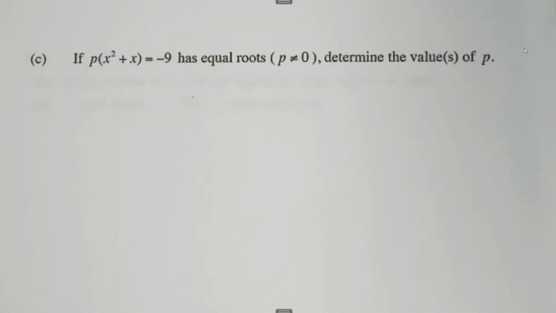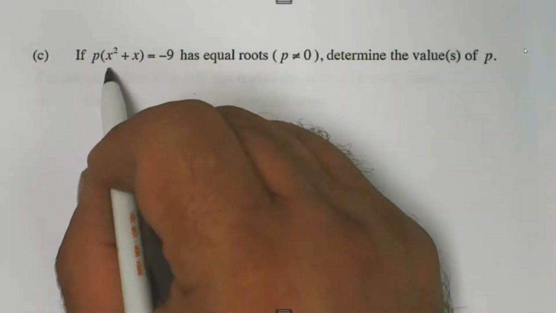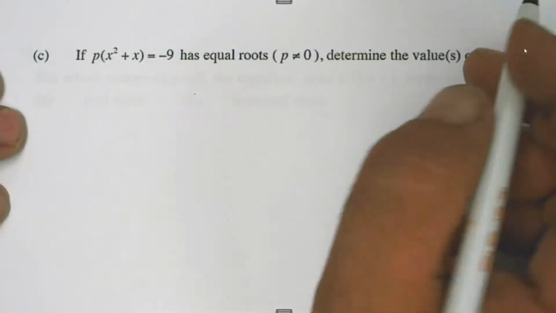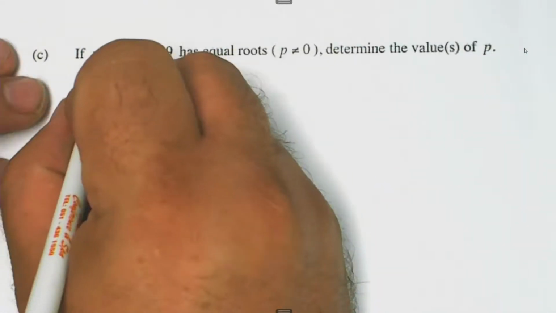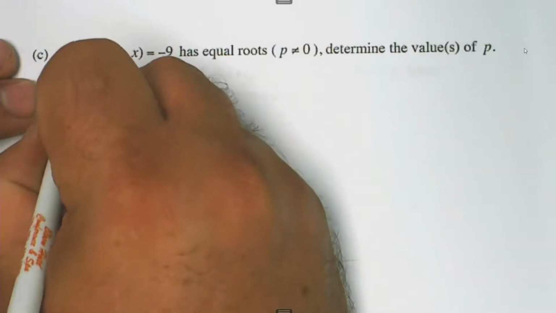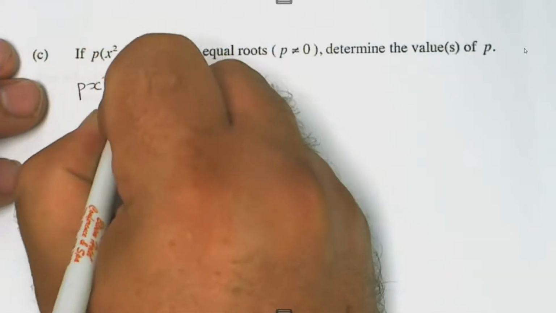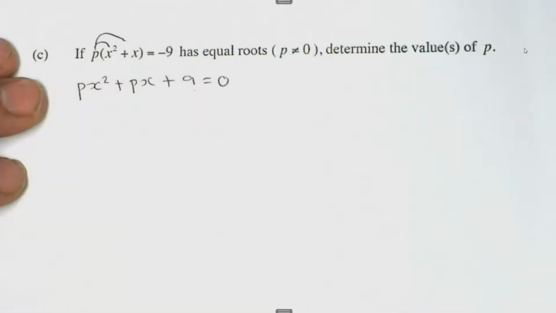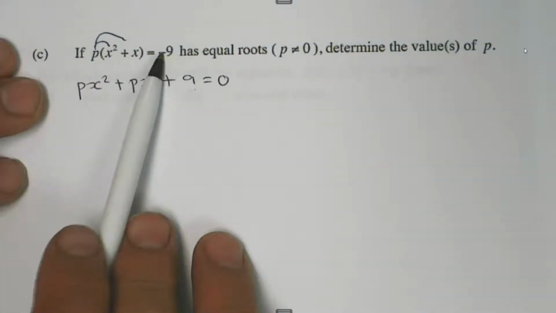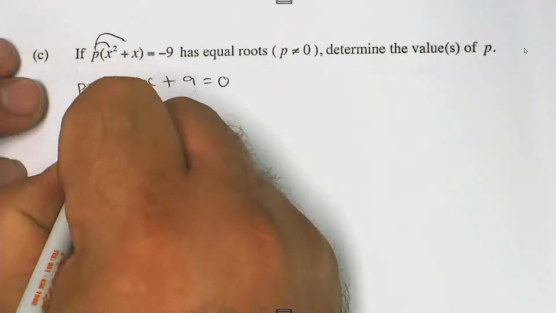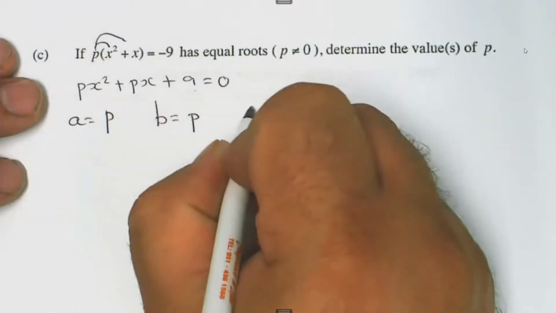Right, number C. If p(x squared + x) = -9 has equal roots, determine the values of p. Now, we first got to get the equation in standard form before we can work out delta. So here we get px squared + px + 9 = 0. I said p times x squared is px squared, p times x is px, take the negative 9 across, plus 9 equal to 0. Now your a value is p, your b value is p, and your c value is 9.